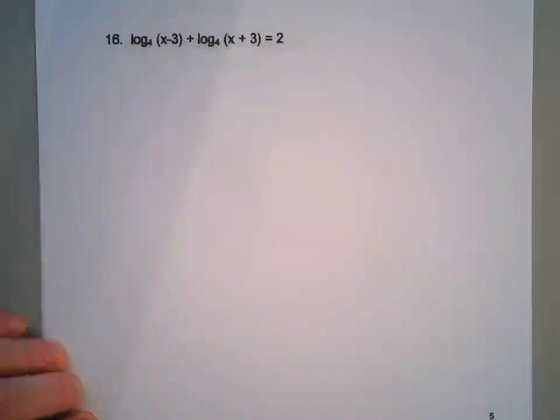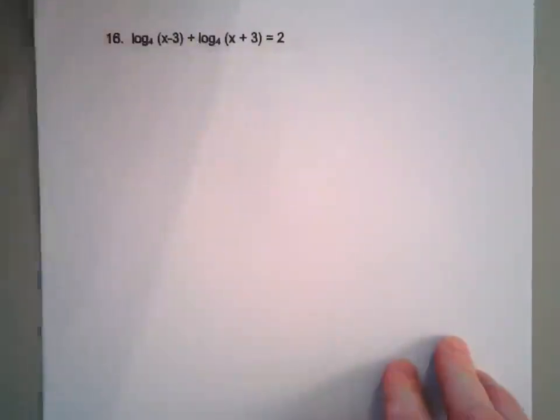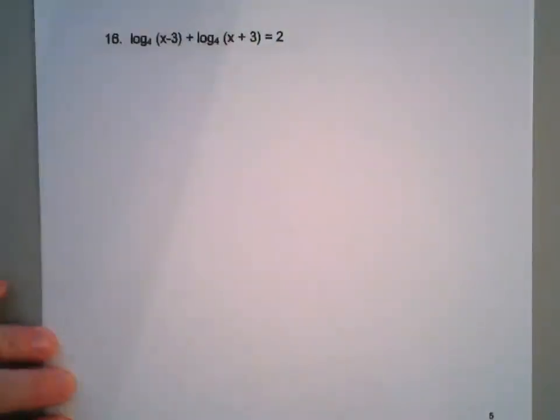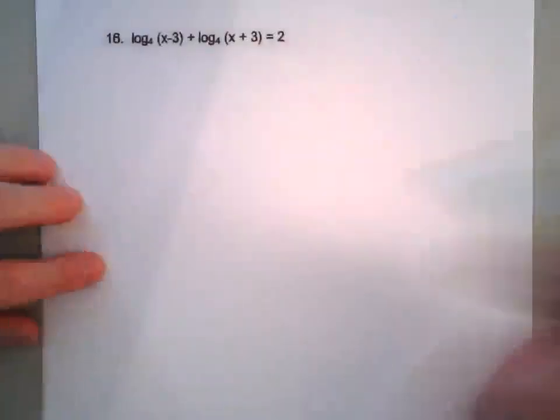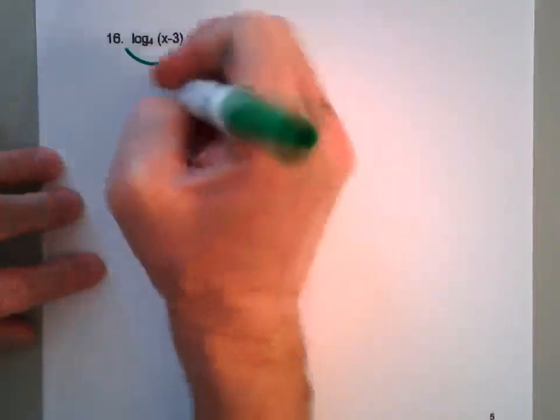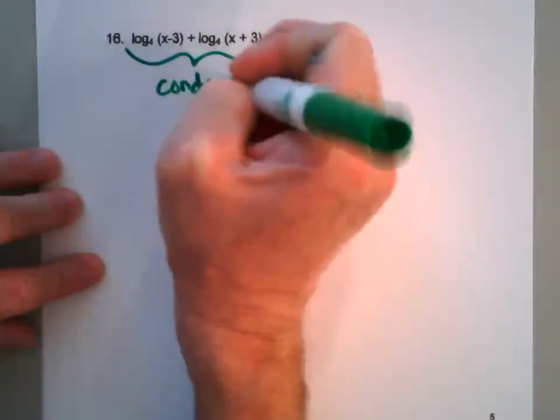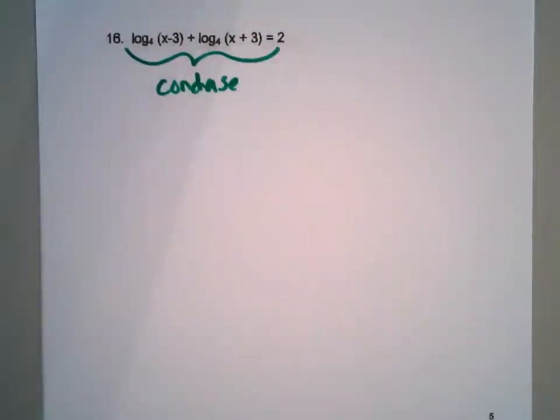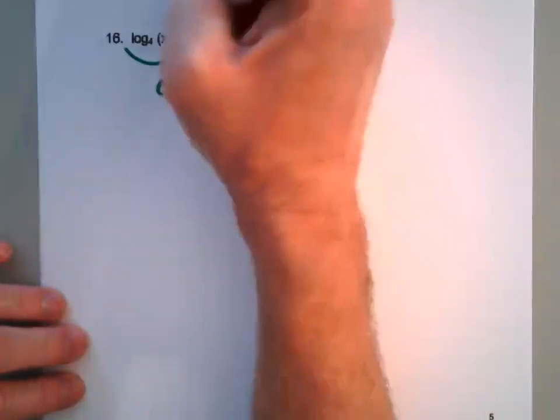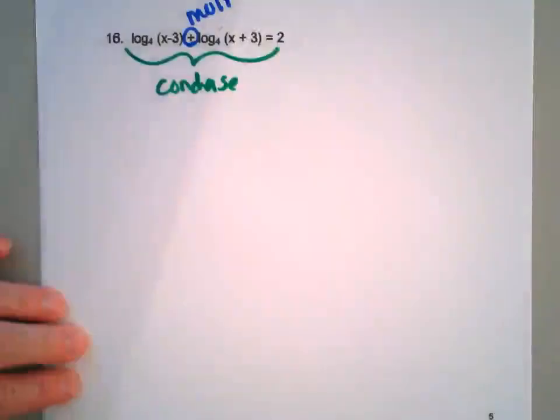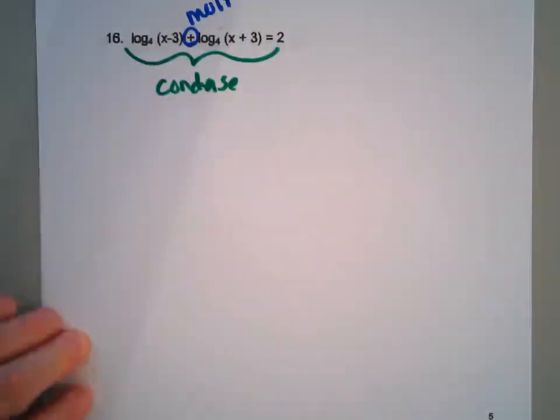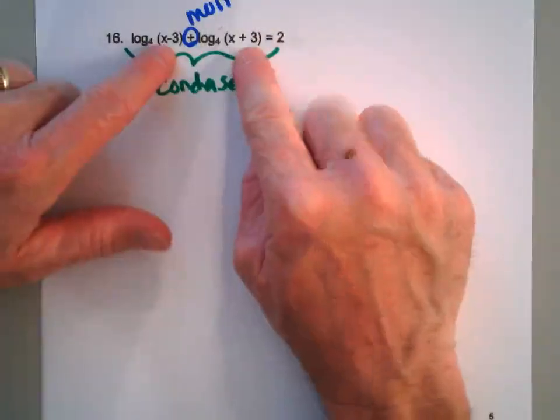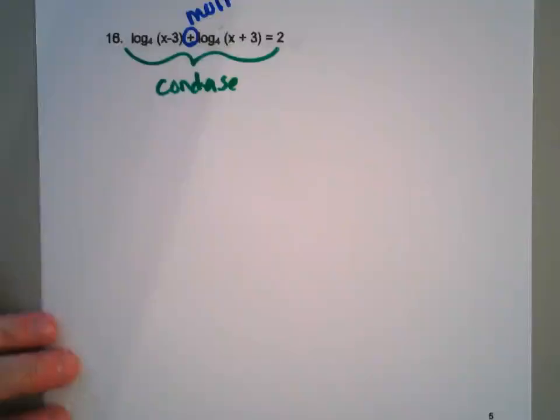All right, let's move along. I think I've got 2 more problems. Okay, single logarithm on both sides. We do not have that. You have to condense. Okay, so what does the addition sign mean? Multiply. So we actually are going to have to FOIL the x minus 3 and the x plus 3.